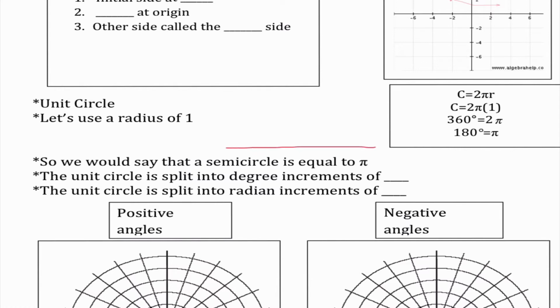This is the biggest thing that I'm going to stress to you this chapter: pi is a semicircle. I know we're really used to seeing pi and thinking 3.14, so it's going to take a little bit of adjustment for us. We say that the unit circle is split into degree increments of 15 degrees, and into radian increments of pi over 12.